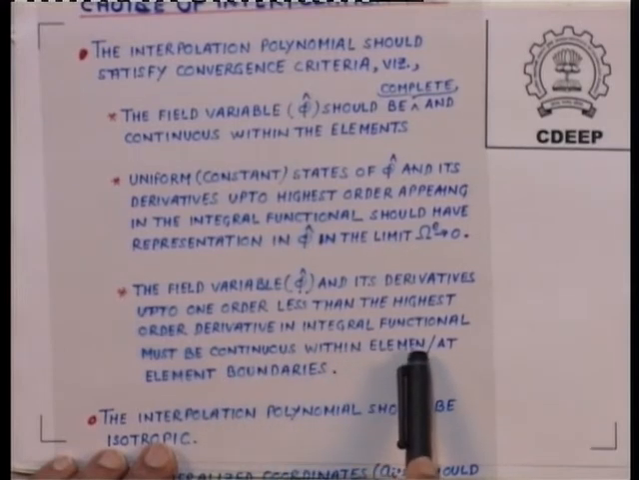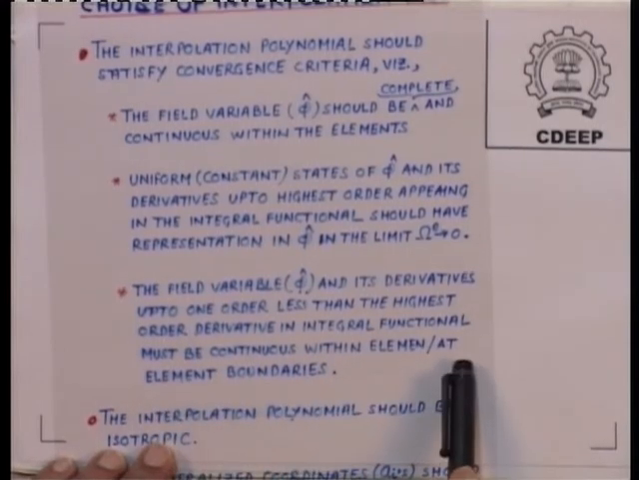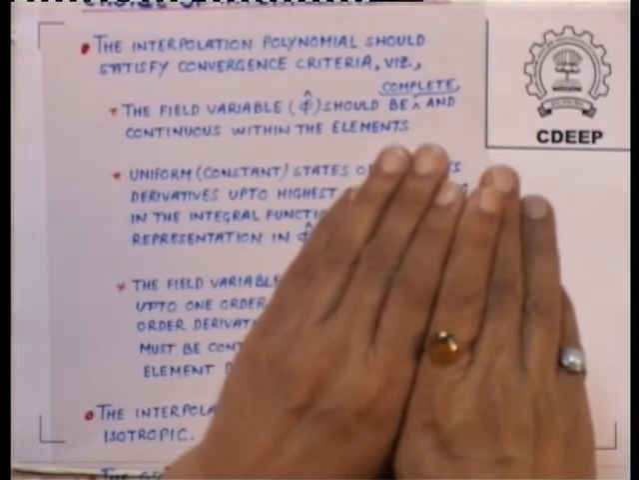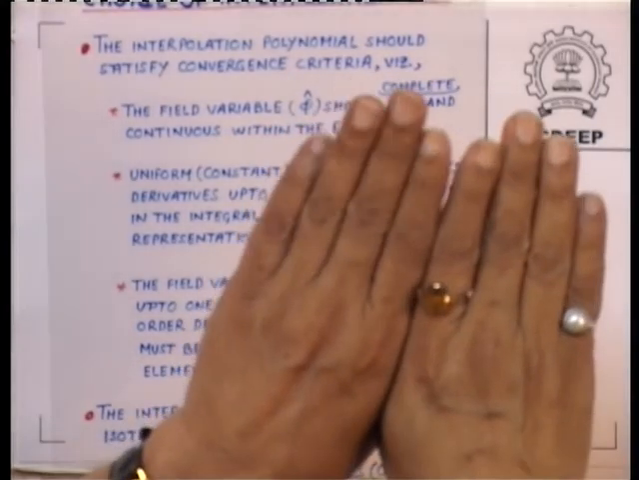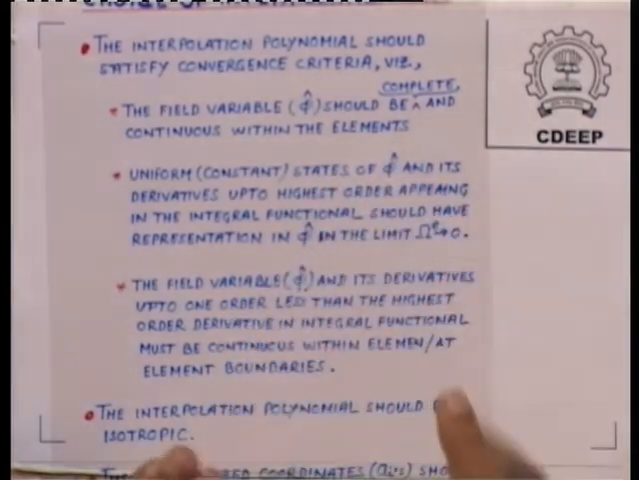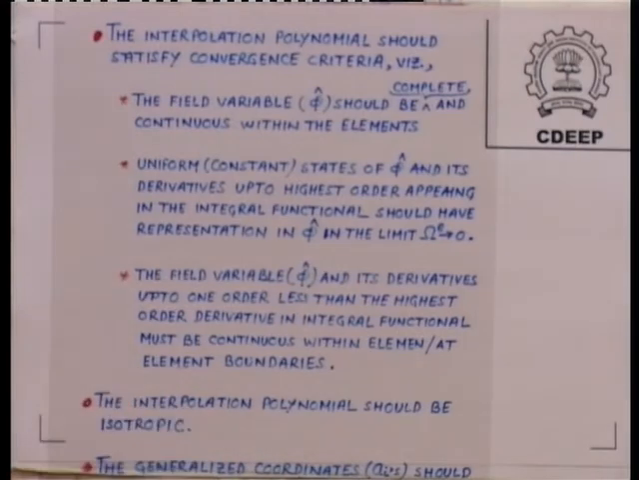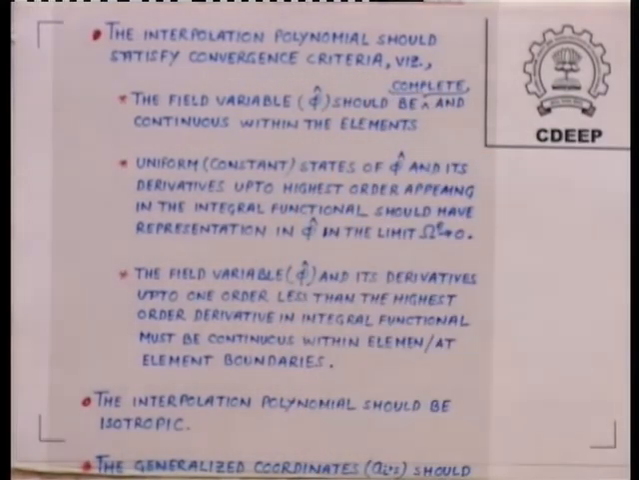So, you have to see that the field variable and highest derivative in the integral functional must be continuous within the element and at element boundaries. Then you have perfection. Then your finite element formulation is perfect. But in this world, everything is not perfect. There will be situations where your element will meet only part of these requirements. So, that element will not be a reliable element. Okay, that is why we try to see that it meets them. So, this is a requirement.